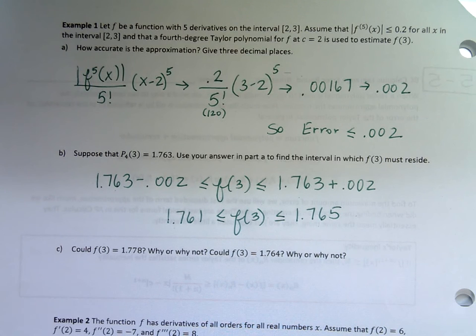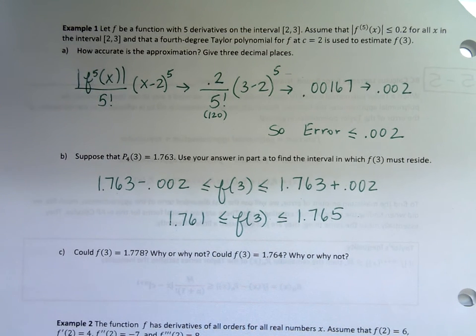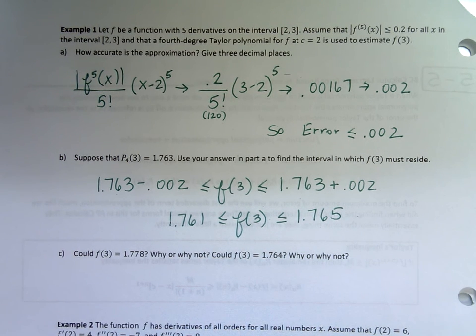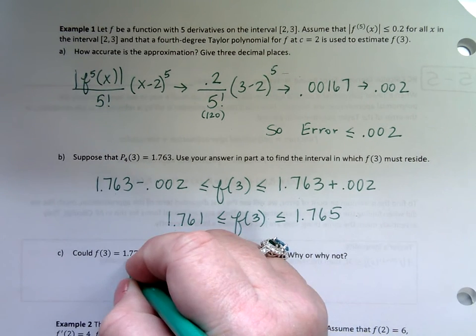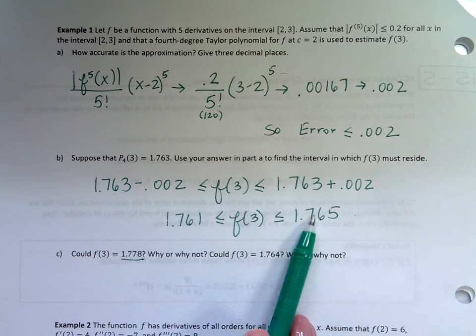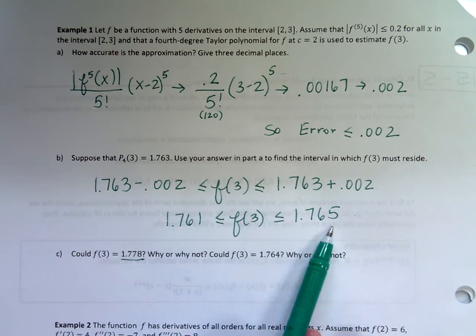Okay. So then the question is, this is a popular question on the exam. Could f of 3 be 1.778? Why or why not? And could 1.764 be an answer? Why or why not? So there's two parts to this guy. First part is this. You're looking at 1.778. Is 1.778 between here? And the answer is no.